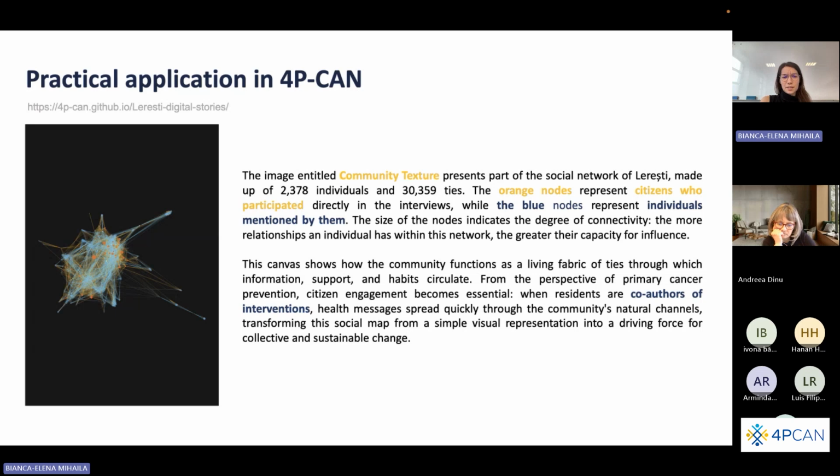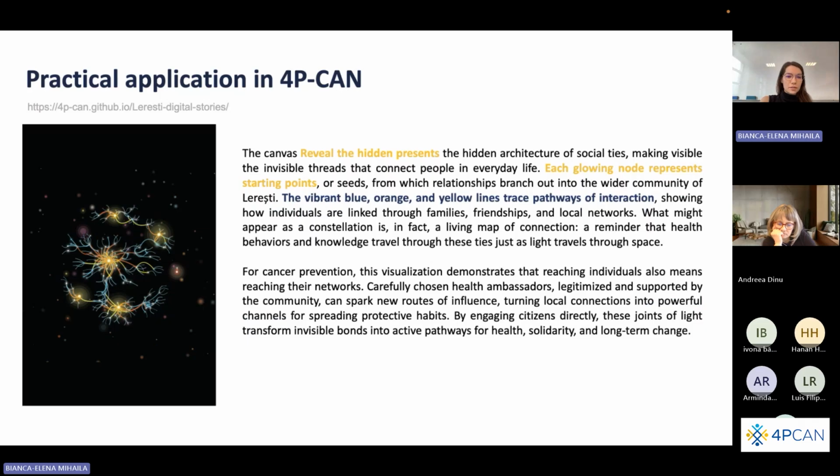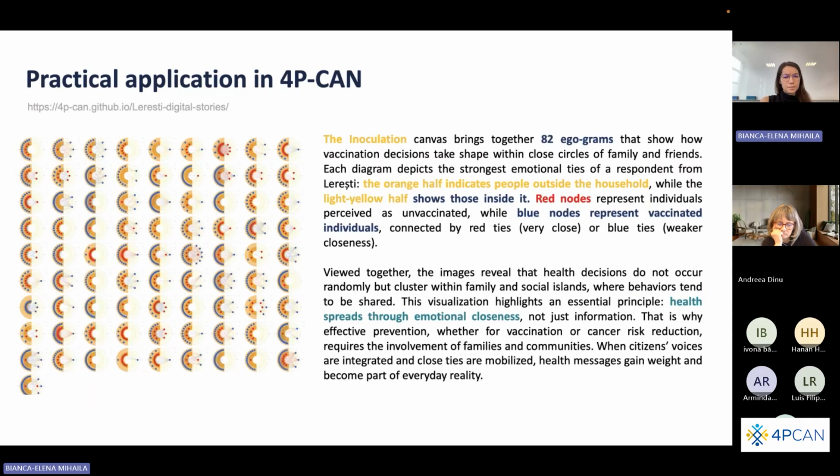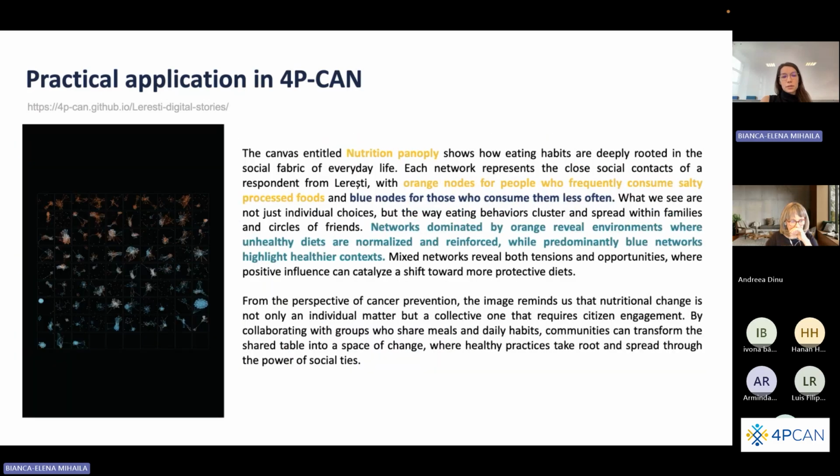There are 9 canvases that were exposed in the art exhibition, and of course there are different types of network visualizations. If you have any time or any interest in them, all the descriptions and all the information are stated already in our GitHub account.